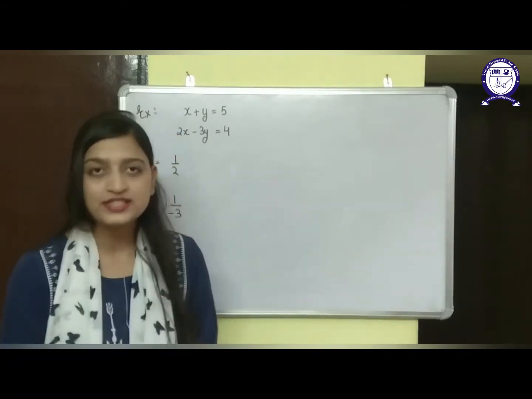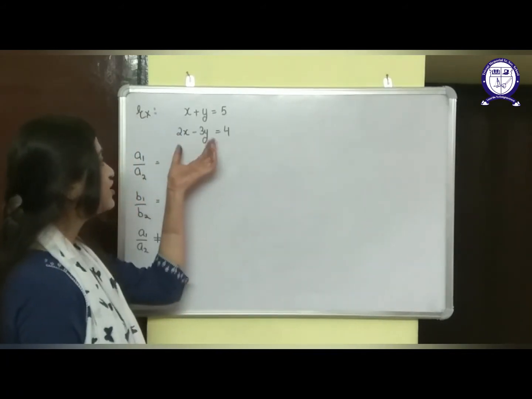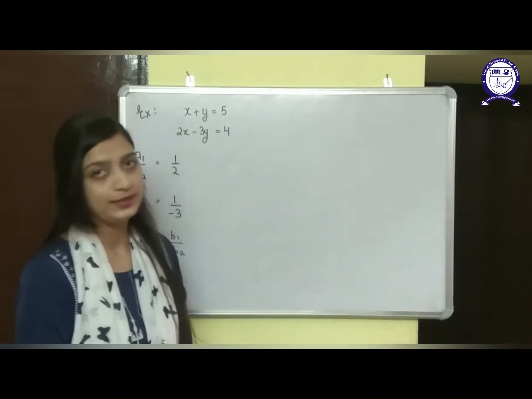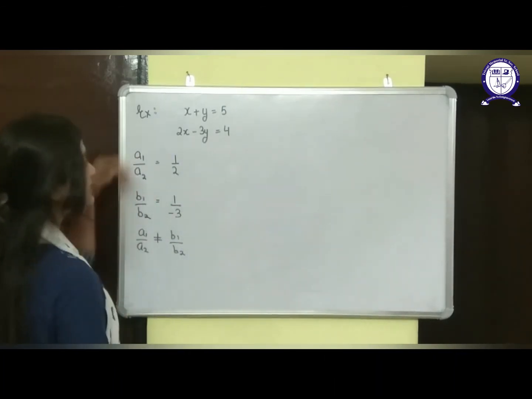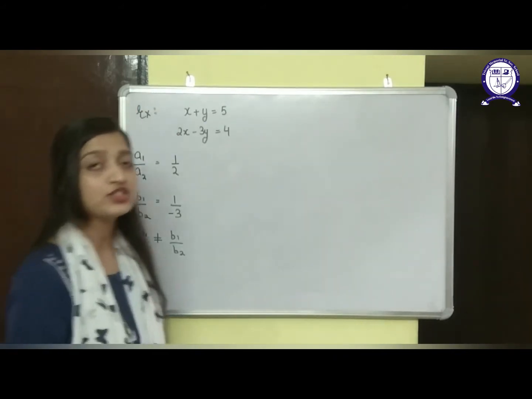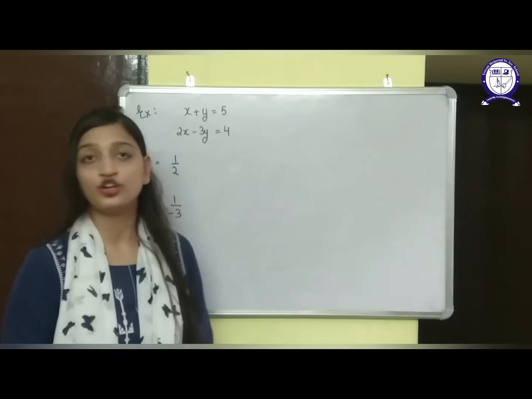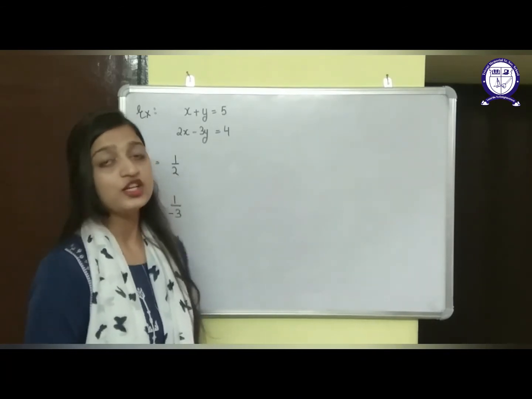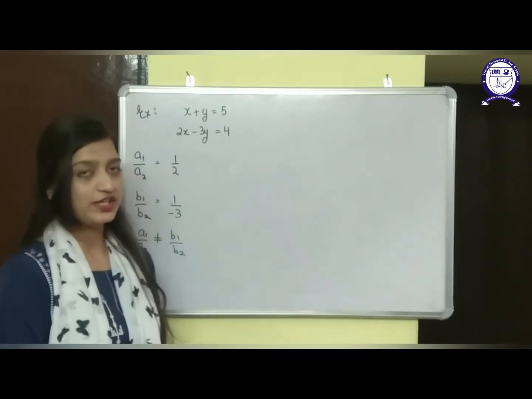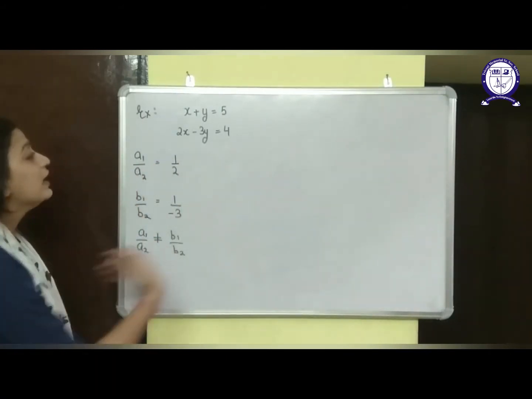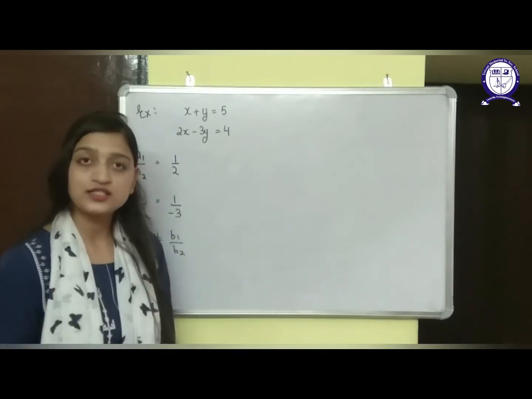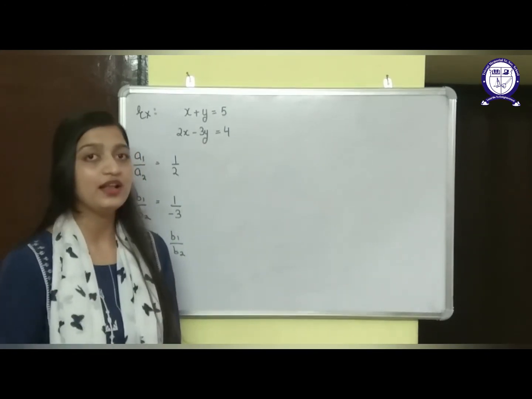Now in the previous example, the coefficients were the same, so the variables were easily eliminated. But here the coefficients are different, so even if I add or subtract the equations, the variables will not be eliminated. So I am going to change the coefficients of the equations first. It's up to you whether you eliminate variable x or variable y.